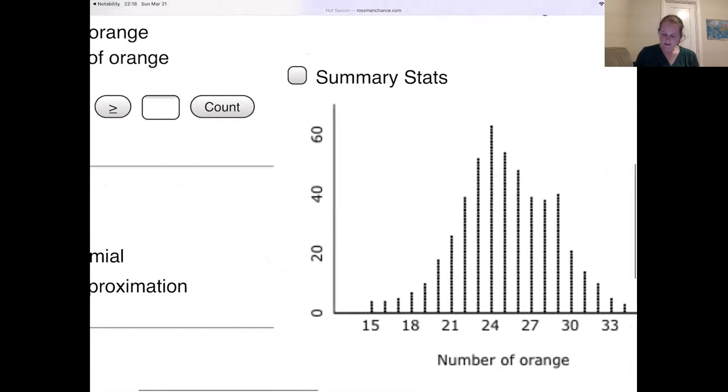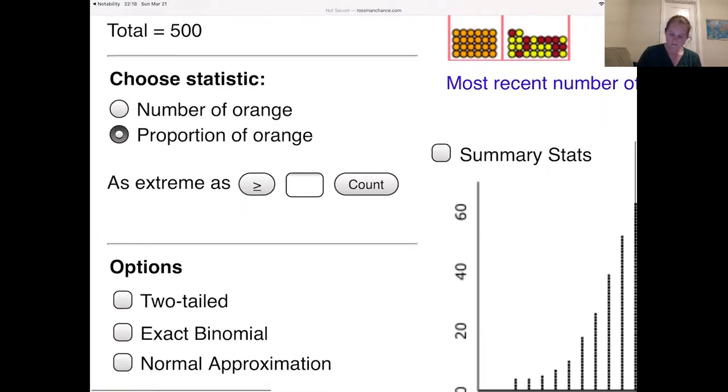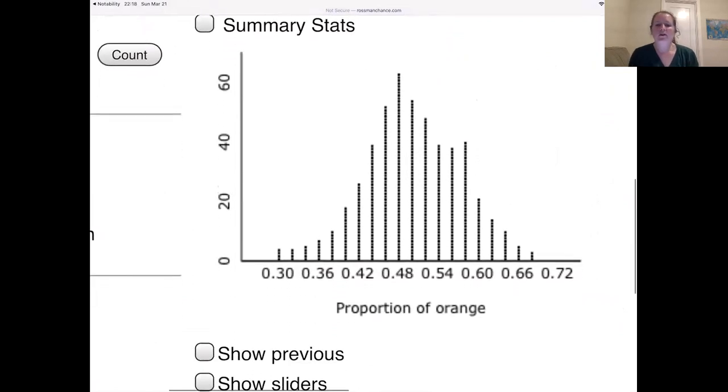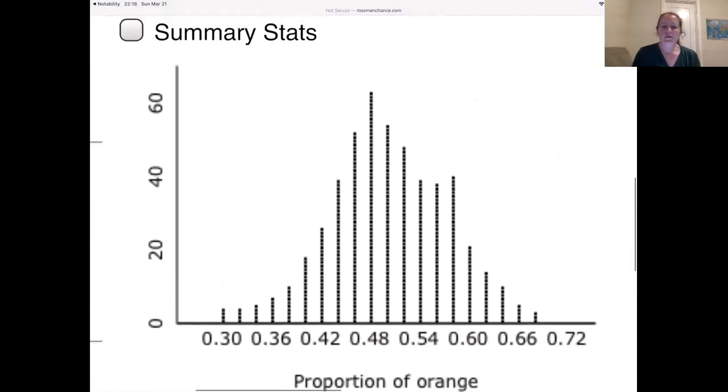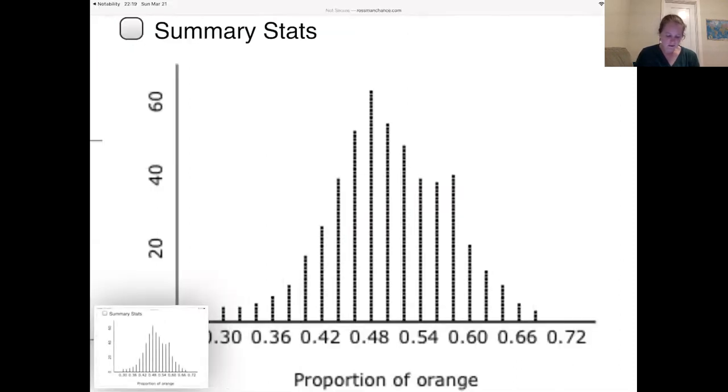So in this case, oh, I forgot to show proportion. Oh no, it's there. Okay. So here we again have our proportion of orange. It again looks to be centered at 0.5, but our most common ones seem to fall sort of between 0.44 and 0.56 maybe. So we're at a slightly narrower interval. Take a picture of that.